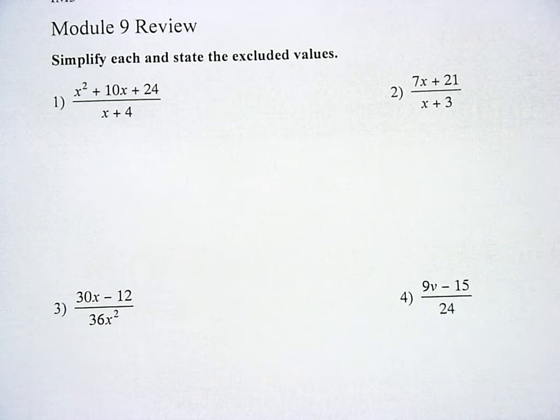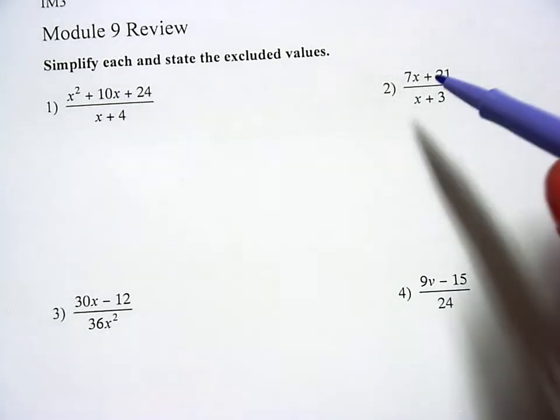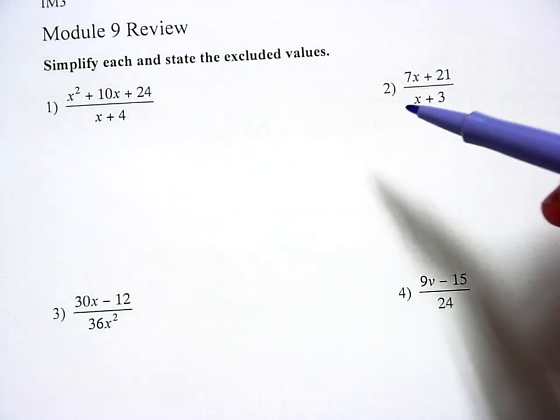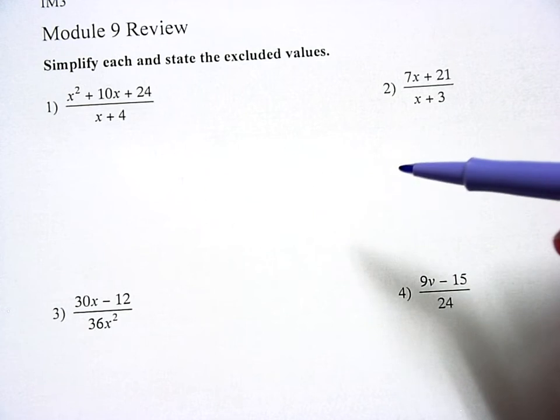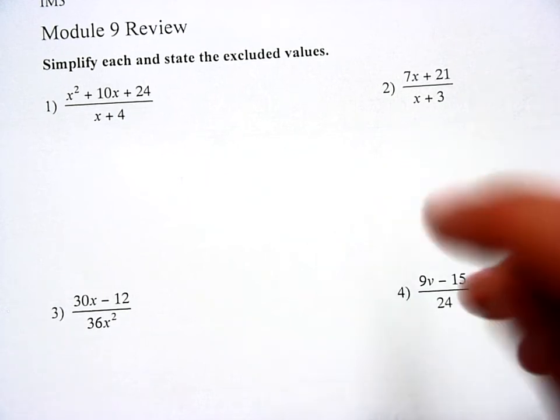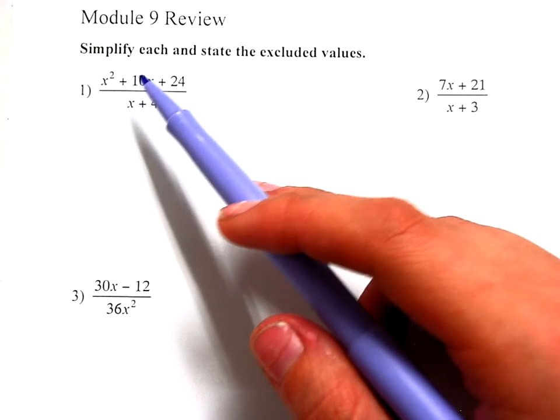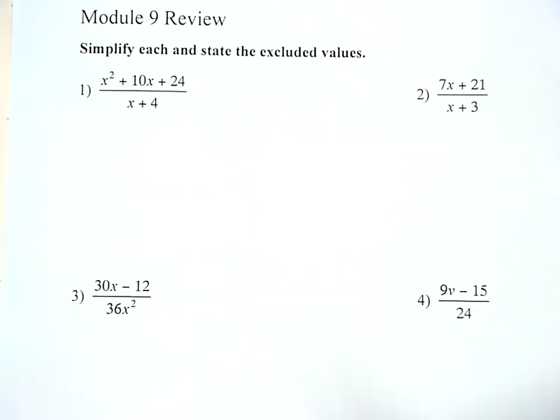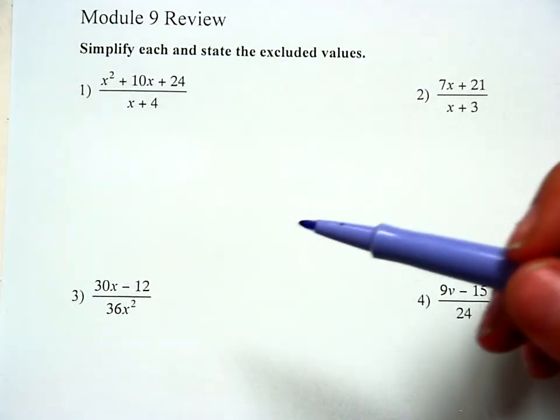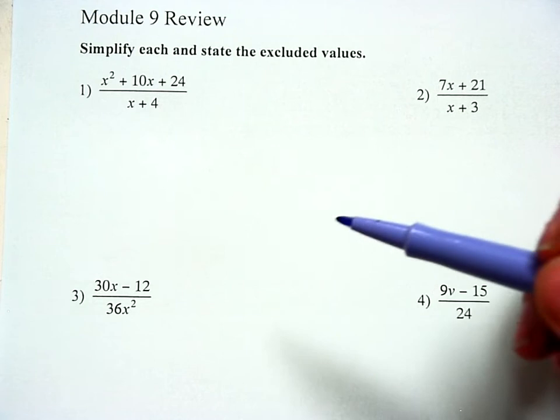So we're going to review simplifying rational expressions, multiplying, dividing, adding, subtracting, and then solving rational equations. Okay, so we're going to start off simple. We are just simplifying. And really, what we're doing for all of these is starting off by factoring. Always, always, always factor first.